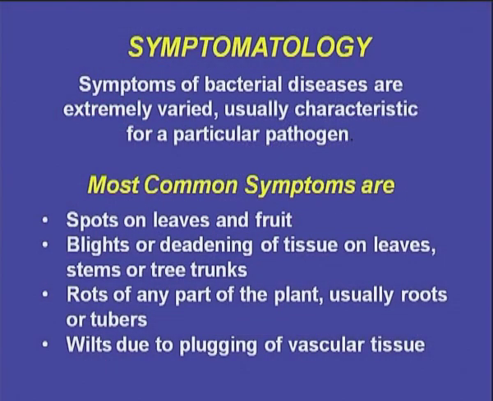Symptoms of bacterial disease are extremely varied and usually characteristic of the particular pathogen. And here we discuss the most common types of symptoms we see in the plants. The spots on the leaves and fruit, blights or deadening of tissues on leaves, stems or tree trunks, rots of many parts of the plant, usually root or tubers, and wilts due to plugging of vascular tissues.